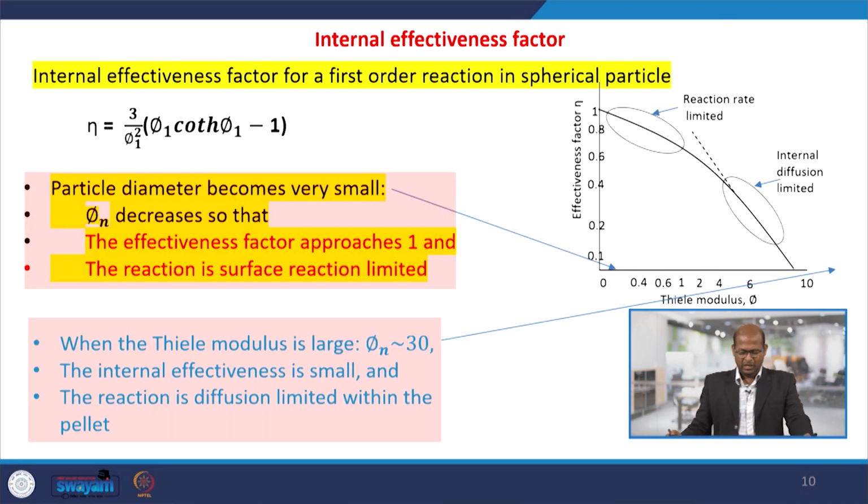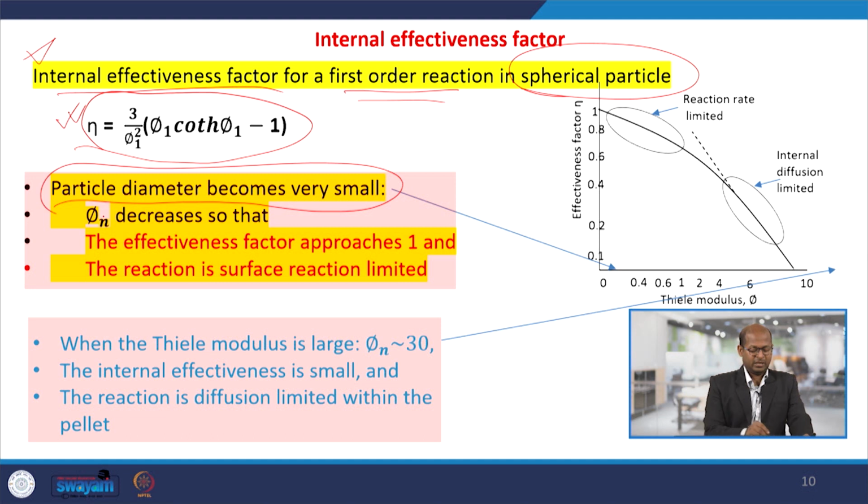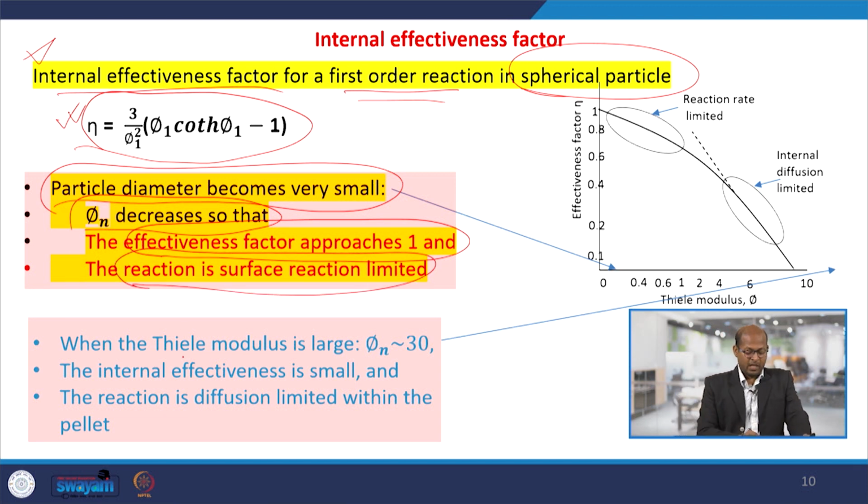So, whatever I said, this is the relationship that we have discussed: internal effectiveness factors for first order reactions and spherical particles. These are the correlations that we have developed. Let us say the particle diameter becomes very large, phi n decreases, so that the effectiveness factor approaches 1 and the reaction is surface reaction limited. Okay. This is case 1, and this is case 2, or observation 2 you can say.